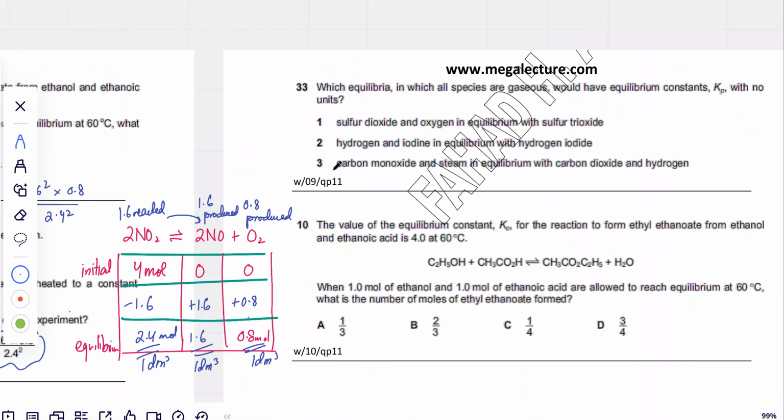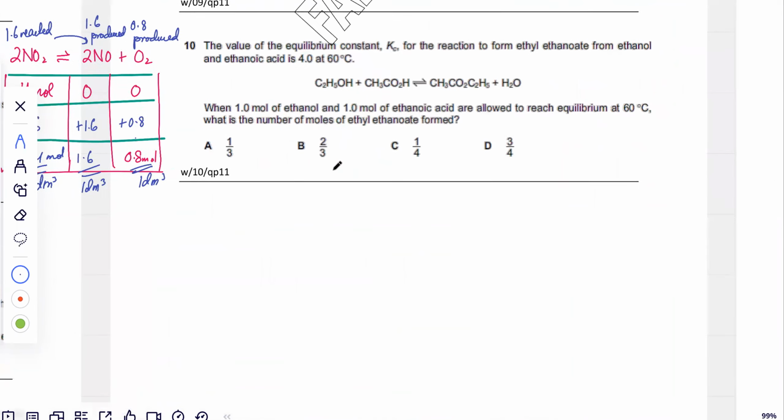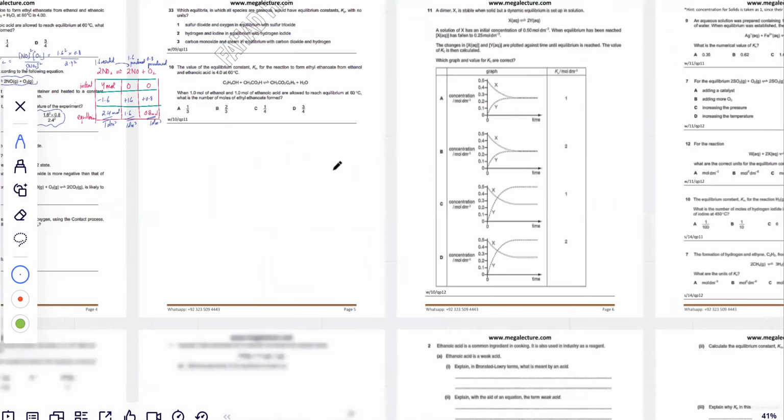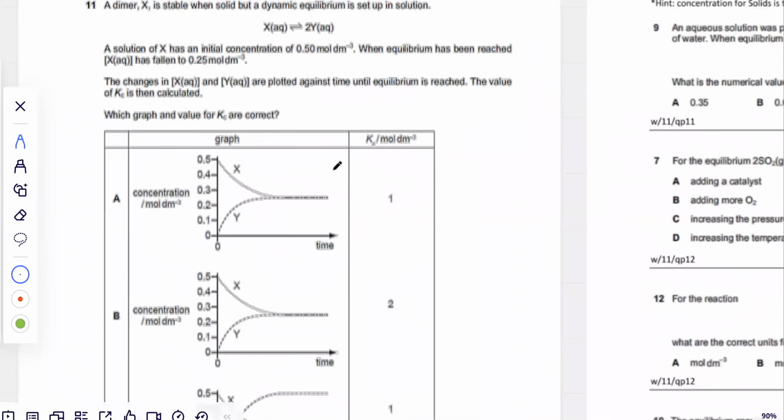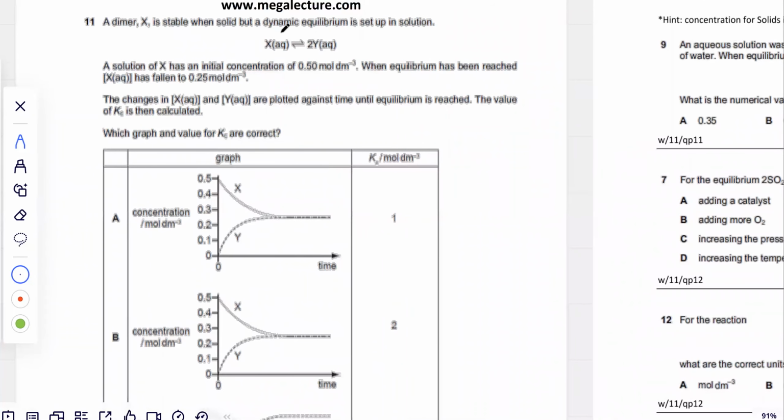Another question where we have to do the same thing. Again, in this question, I'm just going to focus on this. They gave you X and Y: X reacting to form 2Y. Okay, so let's make the table.